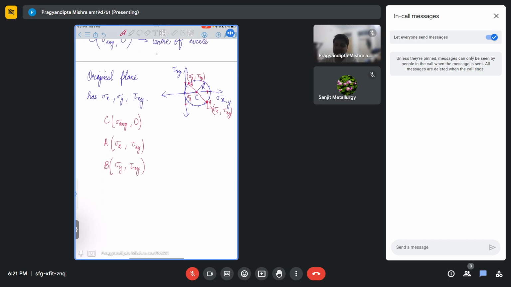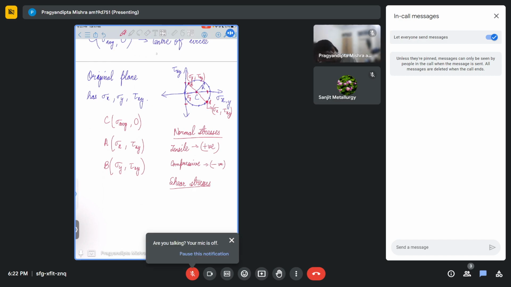One important thing to keep in mind is what kind of sign convention you are using while drawing a Mohr circle. Generally, the sign convention that people use for a Mohr circle is: for normal stresses, tensile stress is taken as positive, compressive is taken as negative. While for shear stresses, clockwise is taken as positive, counterclockwise is taken as negative.